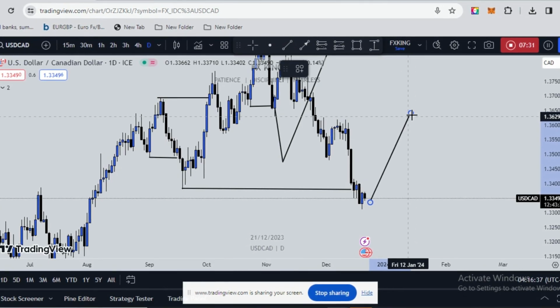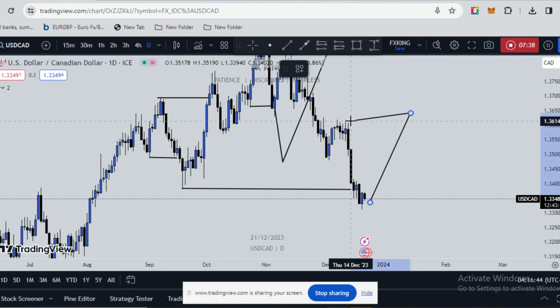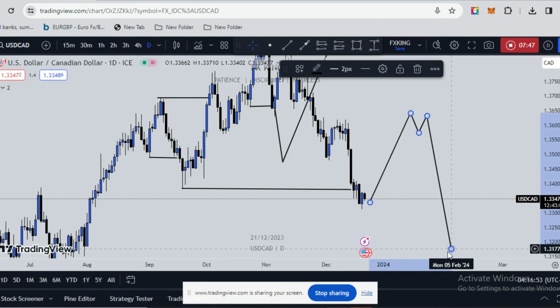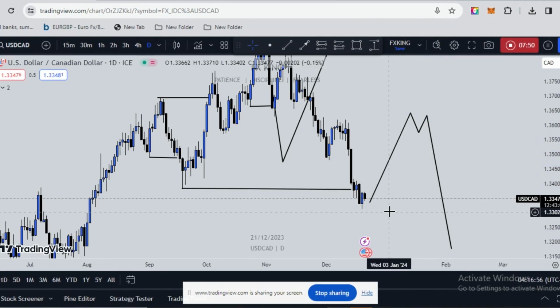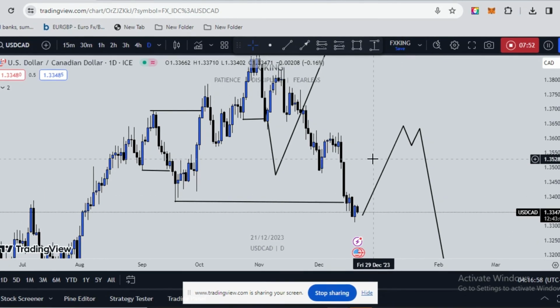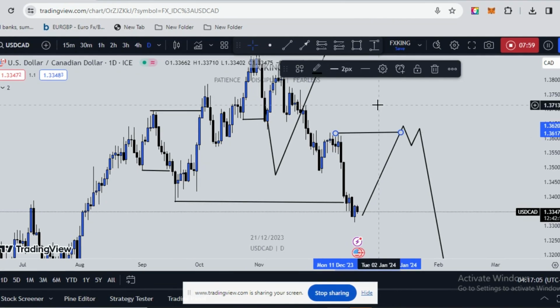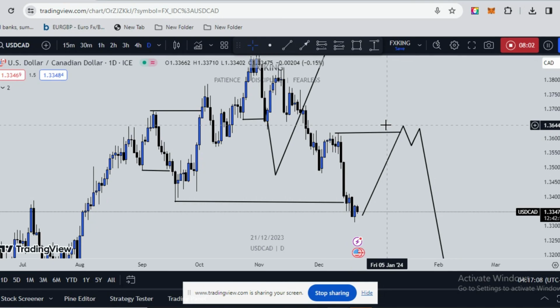Then price should give us some sort of confirmation here, like a single candlestick order block. Then we can wait for a CHoCH, and finally we sell, targeting this low. So you should take this into consideration when marking out your break of structure. So this is what we are expecting on USD CAD.